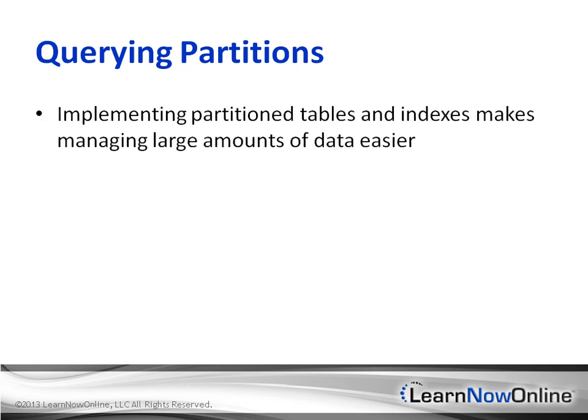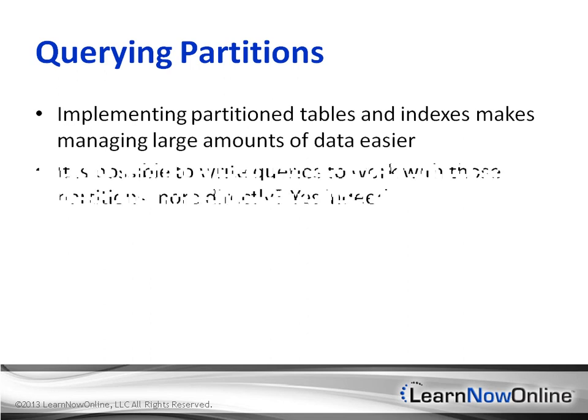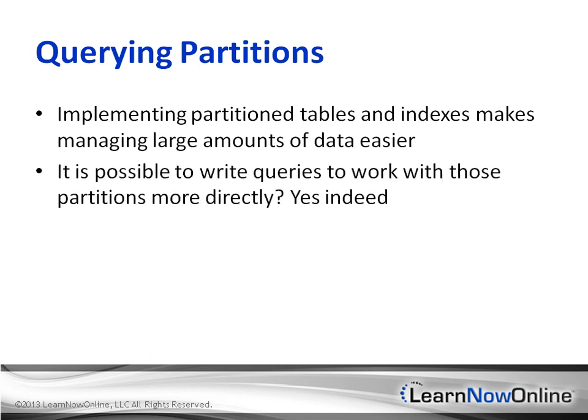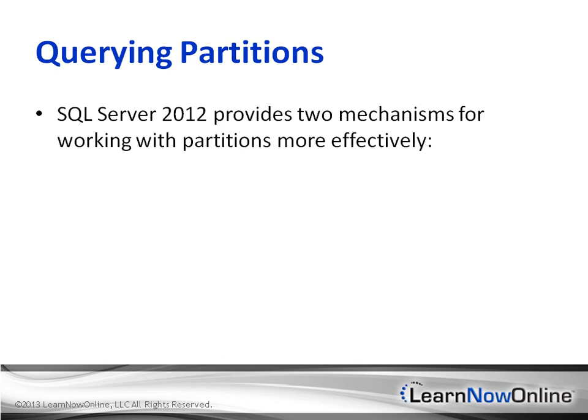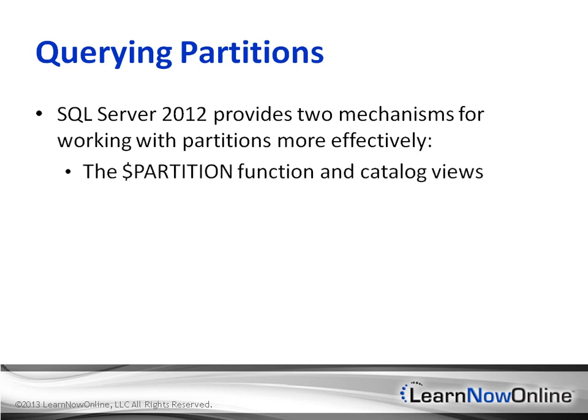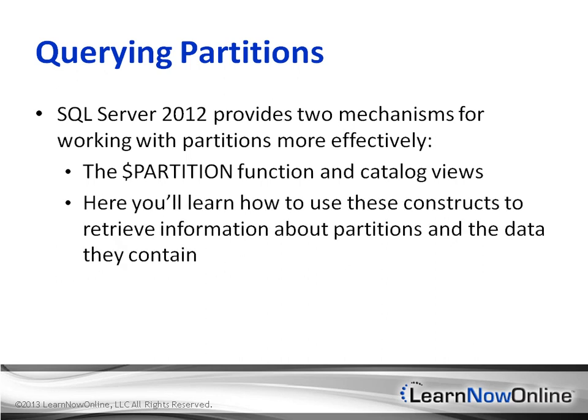As we know, implementing partitioned tables makes managing large amounts of data easier. But is there a way that we can write queries to work with those partitions directly? The answer is yes. SQL Server 2012 provides two mechanisms for working with those partitions. One is the partition function, the other, catalog views. Here we're going to discuss using the function and catalog views to retrieve information about partitions and the data they contain.